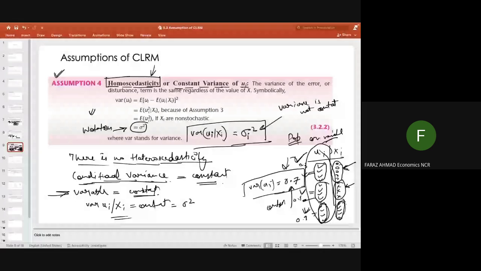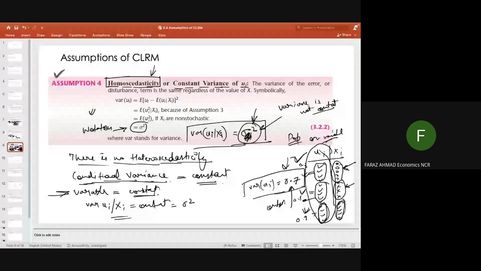Whenever this i changes, this number changes. So if you don't see an i here, it means the variance is constant. And if you see a small subscript i here, it means that the variance is variable. So that's homoscedasticity. Now the question is, why do we assume this?